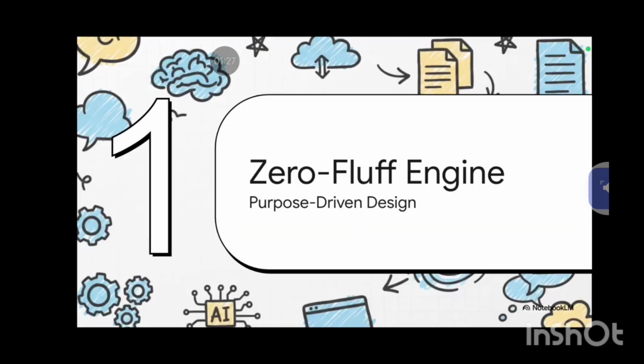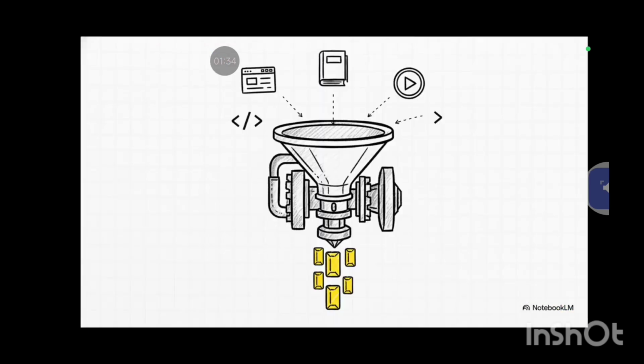Section 1, the Zero Fluff Extraction Engine. Let's look at this purpose-driven design. So what makes this engine so incredibly effective is its multi-format versatility. You aren't just boxed into one specific document type. Whether we're talking about dense web articles, extensive market reports, super complex developer documentation, long-form blogs, or even YouTube links, it handles the whole shebang seamlessly.